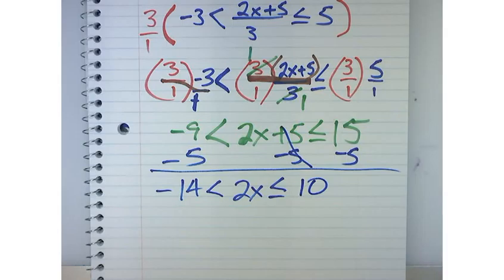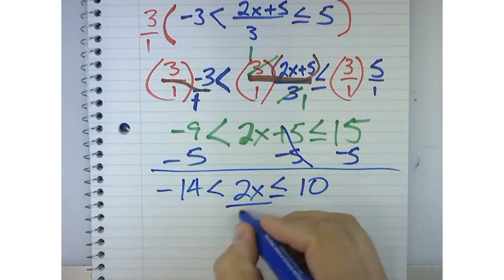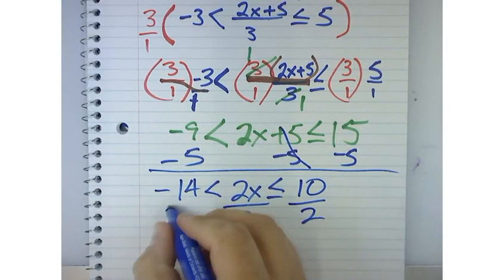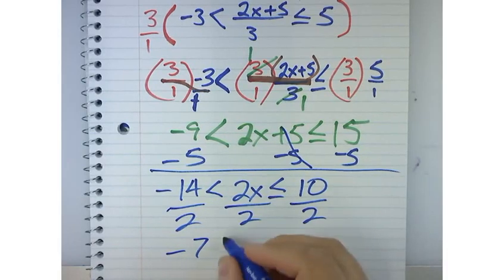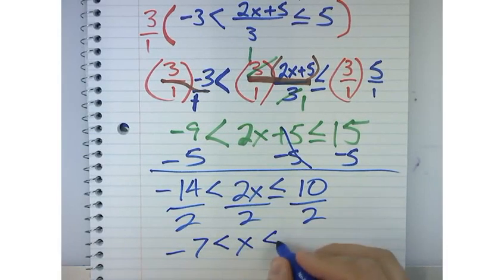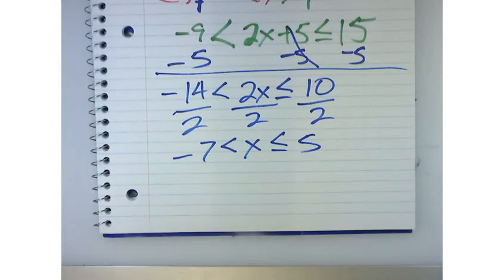Alright, 2x means what? Well, that's what we do, but what does 2x mean? 2 times x. So to move the 2, we do the inverse operation, which is divide. So we're going to divide everything by 2. And I get -7 is less than x is less than or equal to 5. Now here comes the hard part. That's the solution. How do we graph that?